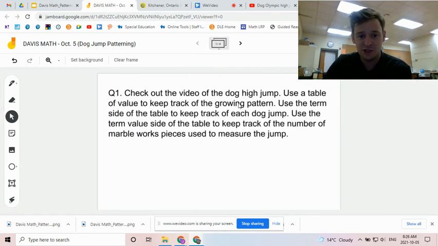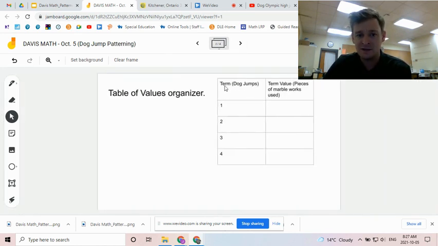Let's go back to the question. It's going to tell us how to use the table of values. So it says, use the term side of the table to keep track of each dog jump. Let's just take a quick look at that table again. You can see the term, where we're used to it just going up by ones, 1, 2, 3, 4. It's still going to go up by just ones. But we just have some context for what that term is in this pattern, because it's not just a list of numbers. We're actually looking at a pattern of dogs jumping.